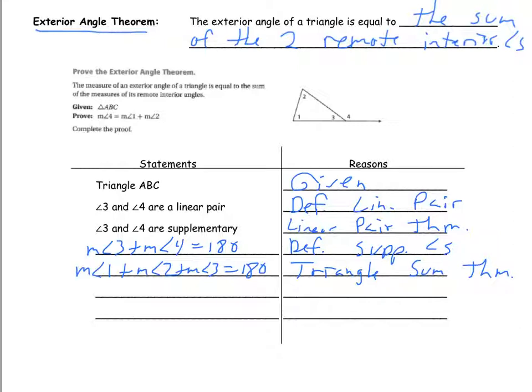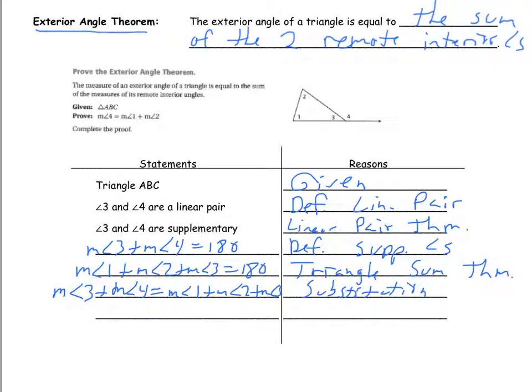And now we can set them equal to each other because the measure of angle 3 plus the measure of angle 4 is equal to 180, which is also equal to the measure of angle 1 plus the measure of angle 2 plus the measure of angle 3. Substitution.